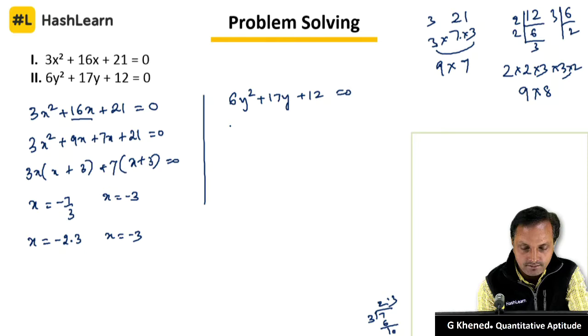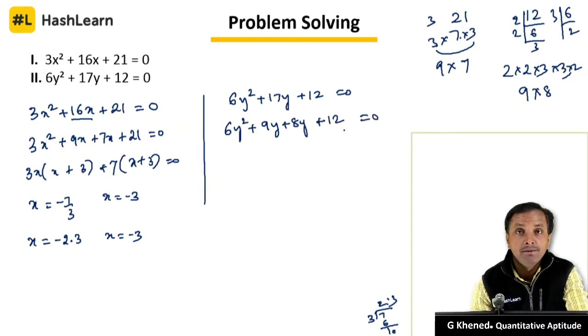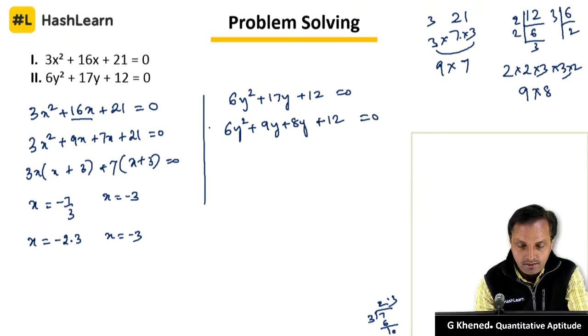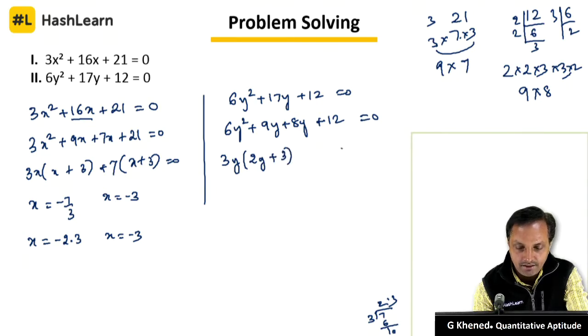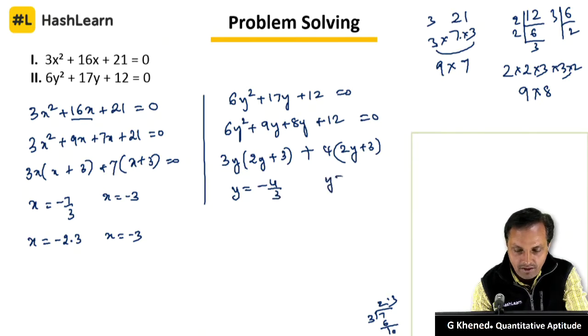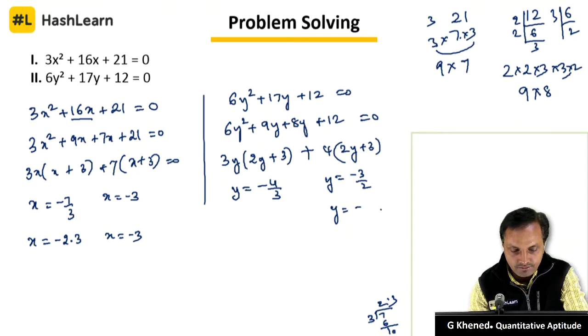So you can write this as 6y square plus 9y plus 8y plus 12 is equal to 0. Take the common out, 3y is common, 3 2s are 6y plus 3 3s are 9, 2y plus 3, 4. So your y value will be minus 4 by 3 and y will be minus 3 by 2. This will give you minus 1.5.